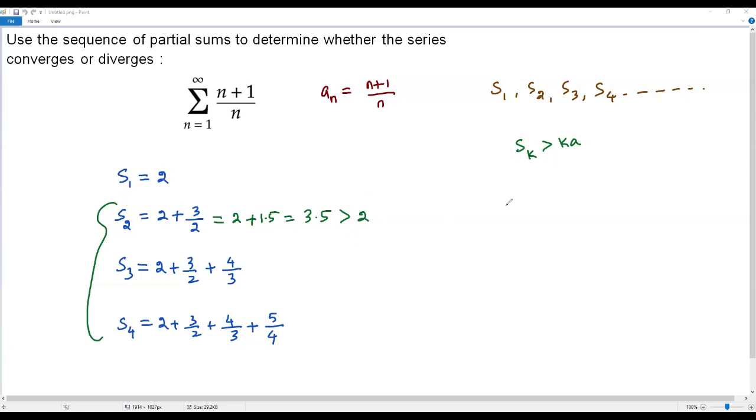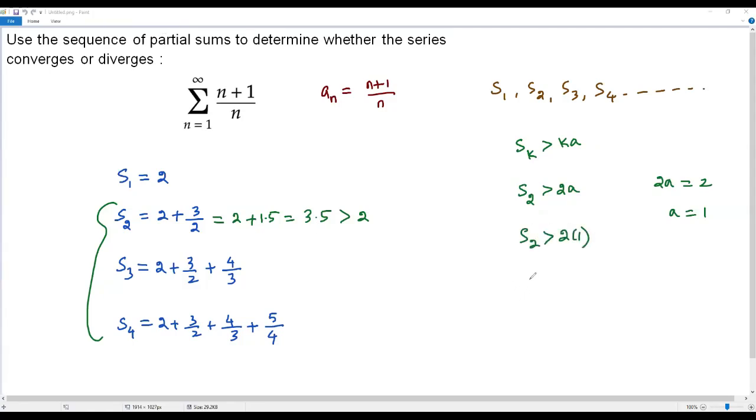Since, as I said already, usually we check this inequality only from the second partial sum S2, let me plug in k equals 2. Then I'm getting S2 equals 2A. Already we know that S2 is greater than 2. Since S2 is greater than 2, this value of 2A must be equal to 2. So let's solve for A. For that we have to divide both sides by 2. Then I'm getting A equals 1. Now we can rewrite this inequality as S2 greater than 2 times 1.